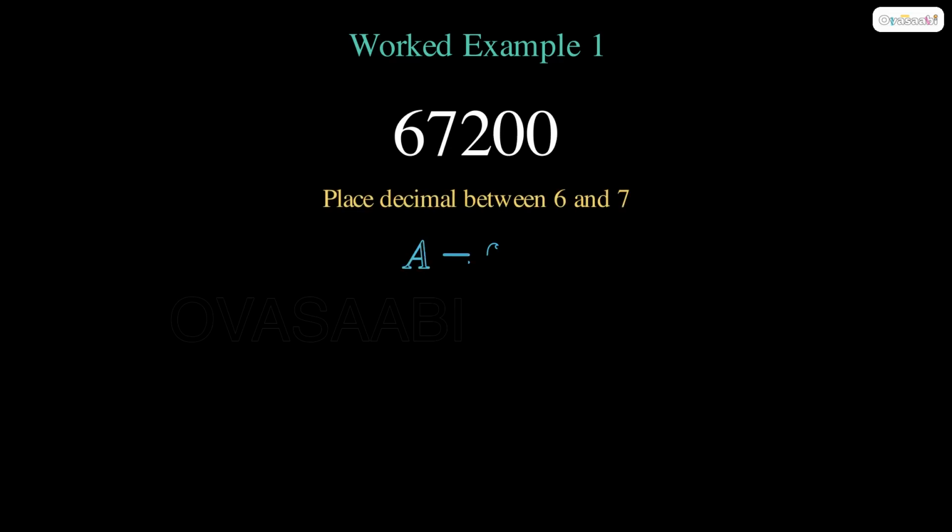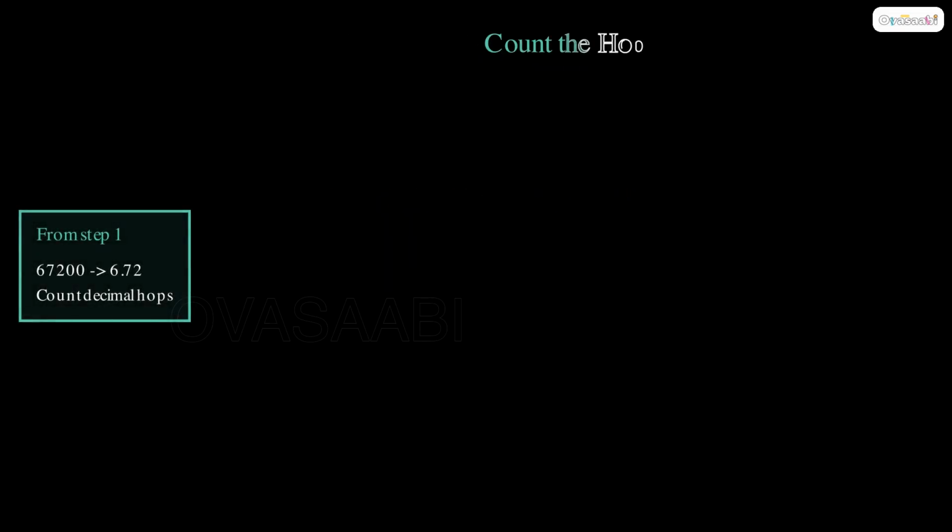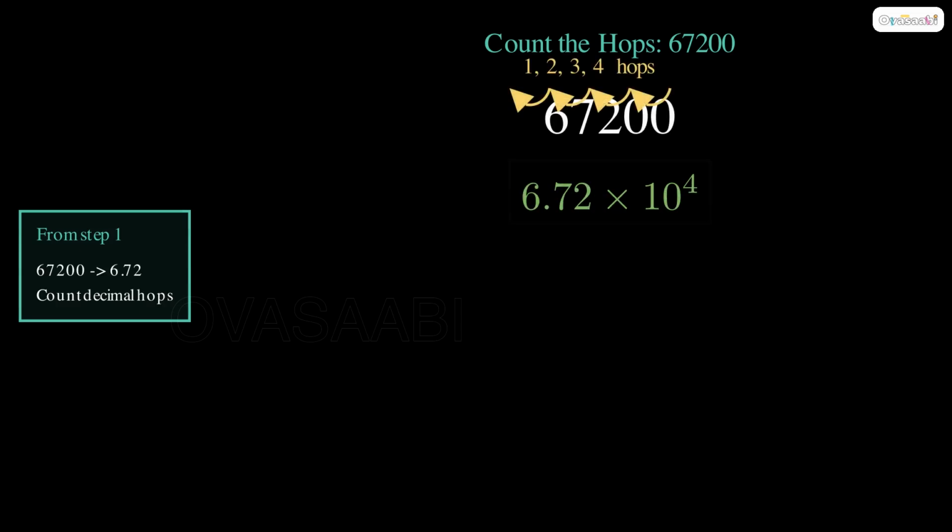Worked example 1. Express 67200 in standard form. First, place the decimal between the 6 and the 7, so a equals 6.72. Now count the hops the decimal made. 1, 2, 3, 4. So our answer is 6.72 times 10 to the 4. We box it in green.